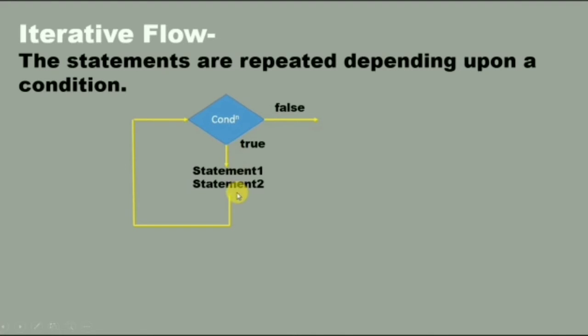If the condition is true, these statements will be executed and again the condition will be checked. If again the condition is true, these statements will be repeated again. This repetition will continue till the condition is true. And the moment the condition is false, we will move out of these statements, out of the loop. We'll be covering the iterative statements in the next video.